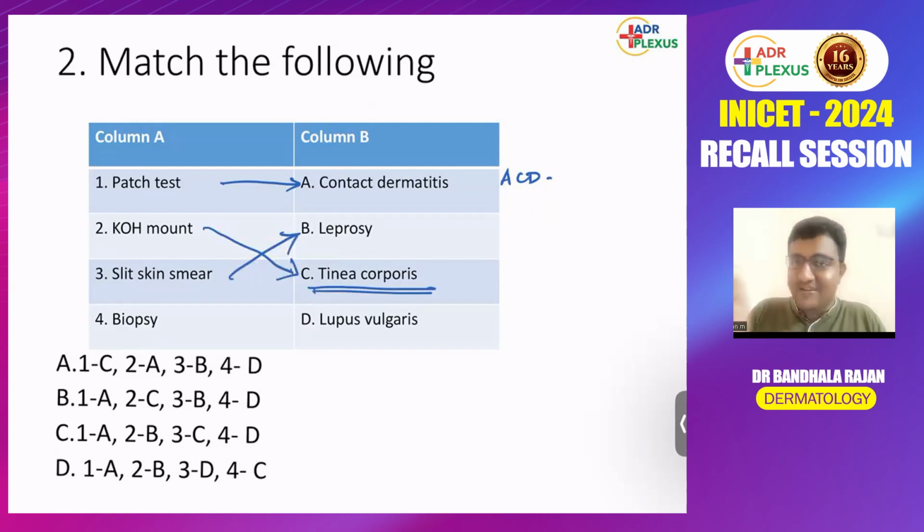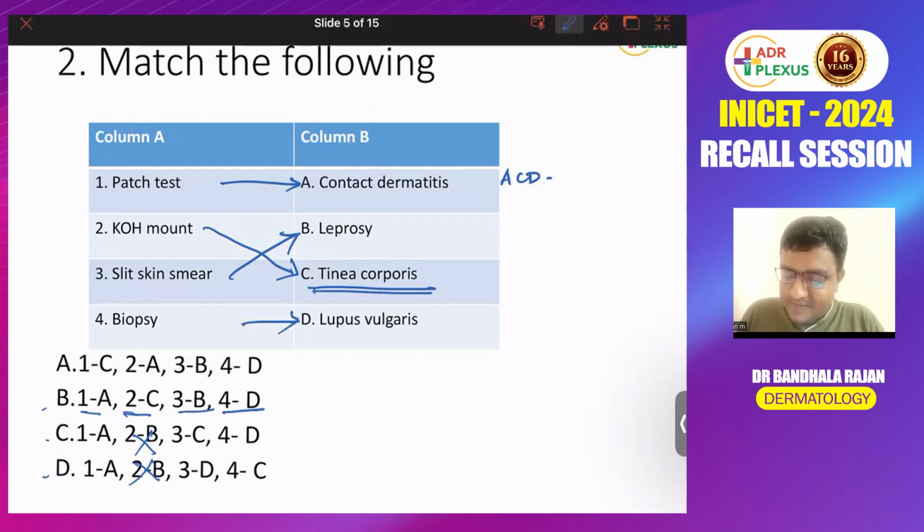For example, patch test is A, 1A. KOH mount, it is tinea corporis, it is C, 2C. So these 2 options are out. Then slit skin smear, it is leprosy, so 3B. Then fourth, biopsy is useful in lupus vulgaris and other infections, so 4D. So the answer here is: for patch test it is contact dermatitis, for KOH mount it is tinea corporis, for slit skin smear it is leprosy, for biopsy it is lupus vulgaris.